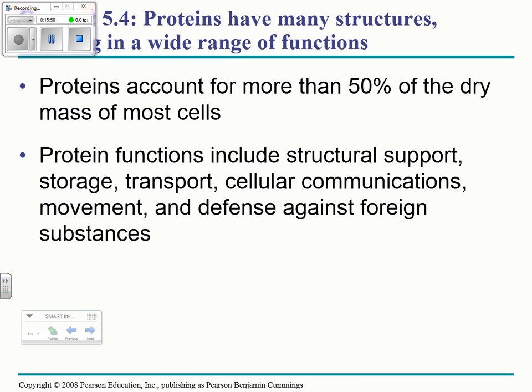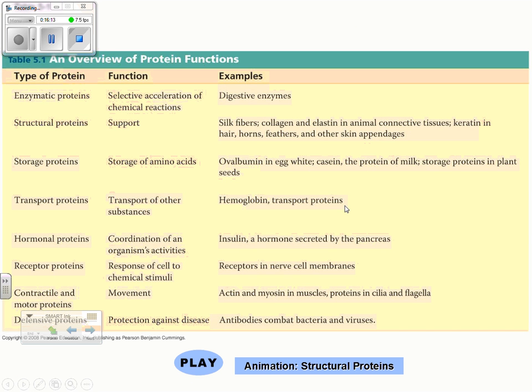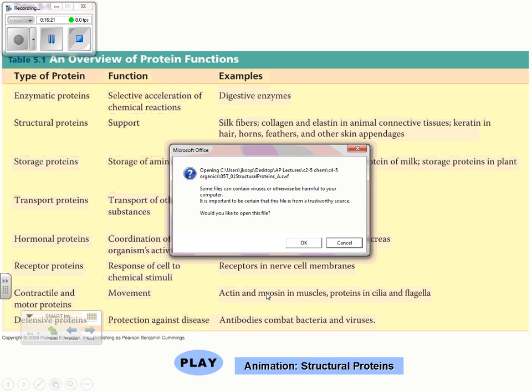Now, huge variety here, huge variety of all the different shapes and all the different things they can do. So we have structural support, we have storage, we have transport, we have communications, we have movement, and we have defense. So here's a nice table that talks to you more specifically of different examples of proteins. Okay, let's check this one out.